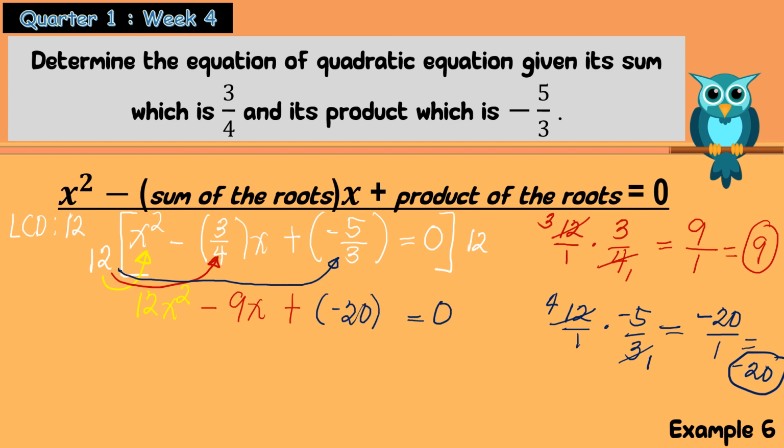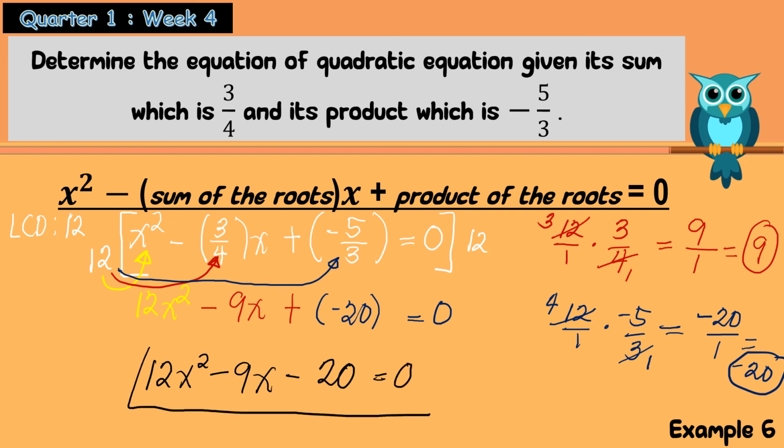Next, let us simplify the signs of each term. For the first term, you copy 12x squared. Then negative 9x. Then afterwards, positive times negative 20 is negative 20 equal to 0. So therefore, this will be the quadratic equation given the sum of the roots, which is 3/4, and the product, which is negative 5 over 3.